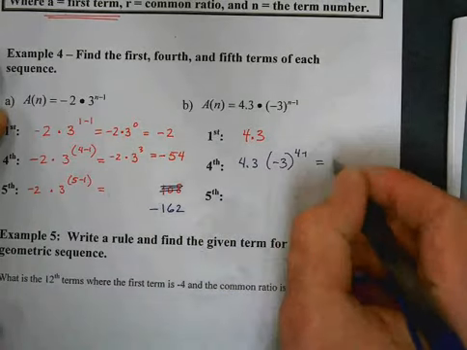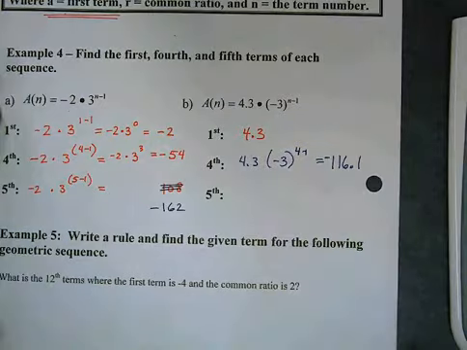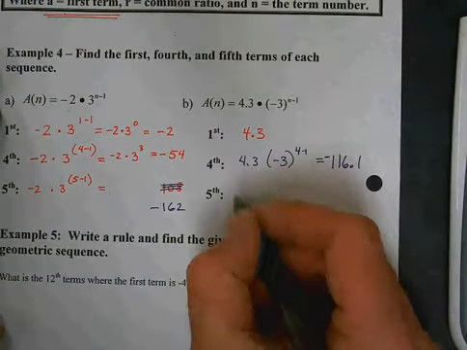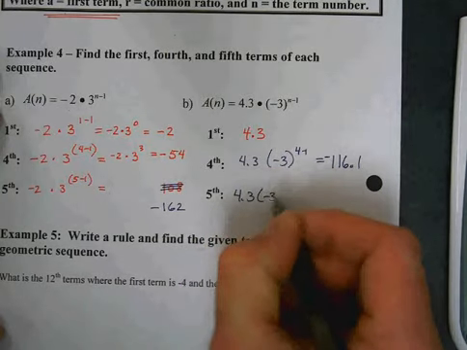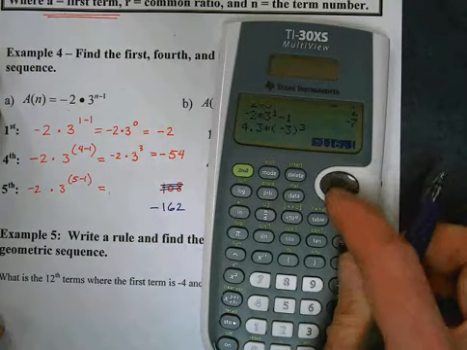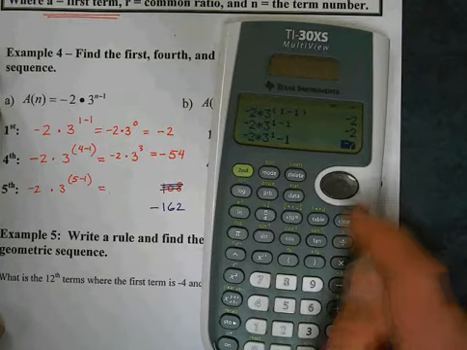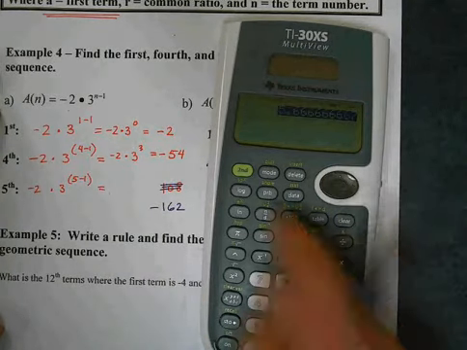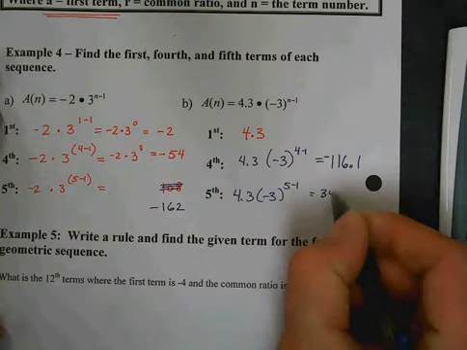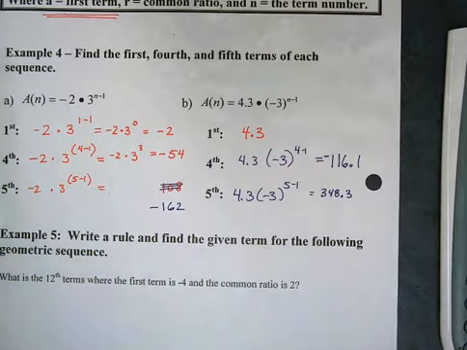I get -116.1. Can someone confirm that for me? All right. Okay. And our last one, 4.3 times negative 3 to the 5 minus 1. How much? 348.3. Can someone confirm Luke? Haley, that's what you got?